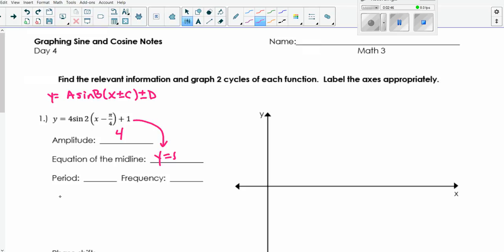Okay, our period is found by doing 2 pi over b. In this case, our b is 2, since that's what would get multiplied to our x value. So 2 pi divided by 2 is just pi. So our frequency is 1 over pi, which means that there will be 1 cycle for every pi. Okay.